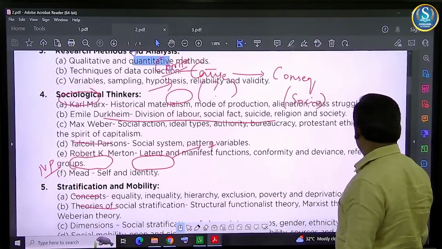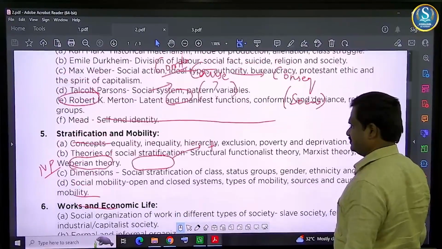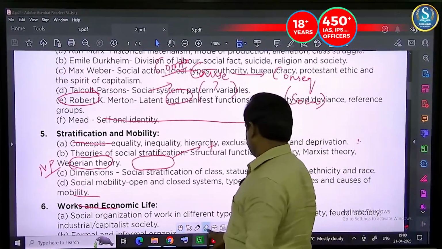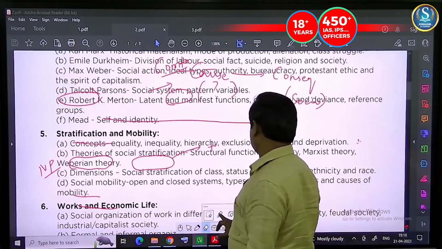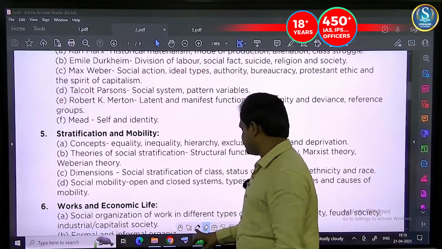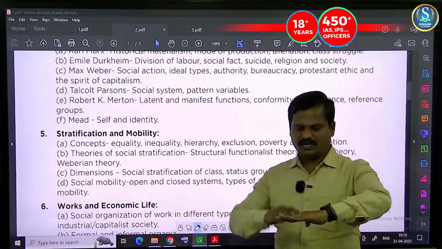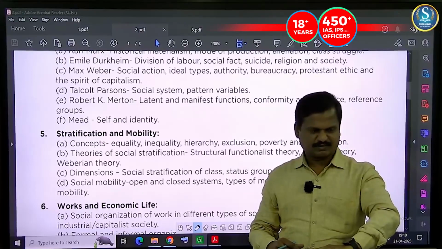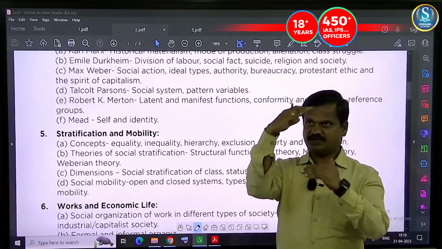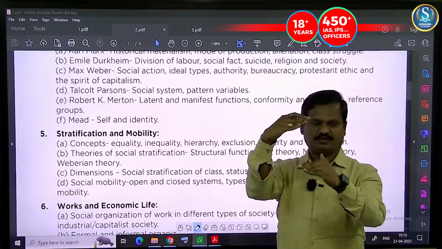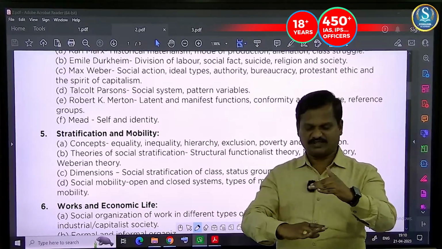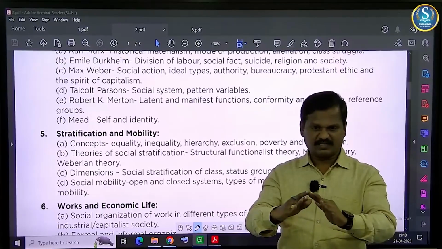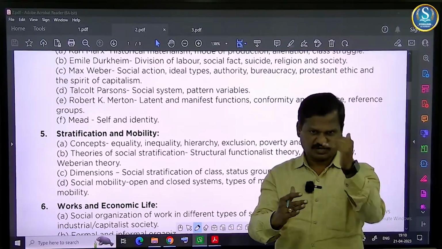Society has many layers. What do you mean by layers? One above the other. So you have the caste system in India, where at the top you have Brahmins, then Kshatriyas, then Vaishyas, then Shudras. If you go by status, prestige, you have the caste system.